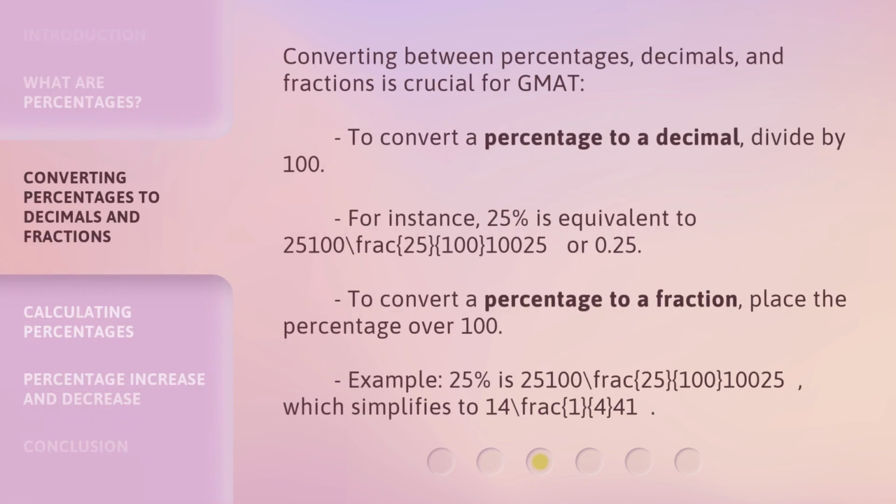Converting between percentages, decimals, and fractions is crucial for GMAT. To convert a percentage to a decimal, divide by 100. For instance, 25% is equivalent to 25/100, which is 0.25.